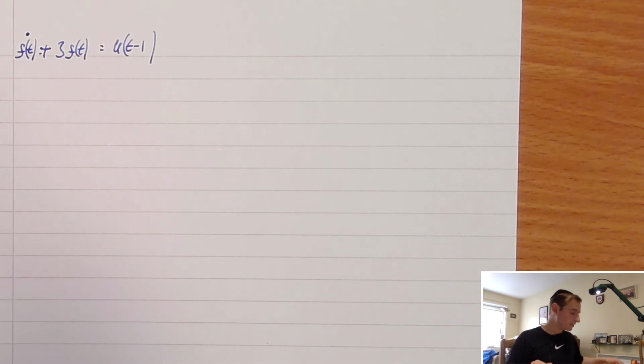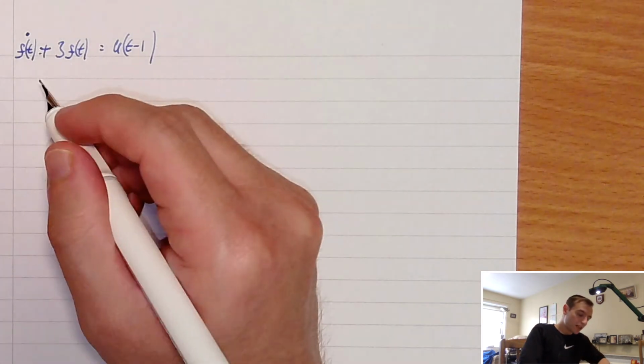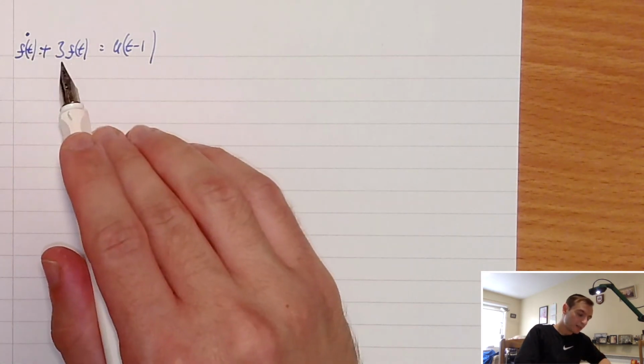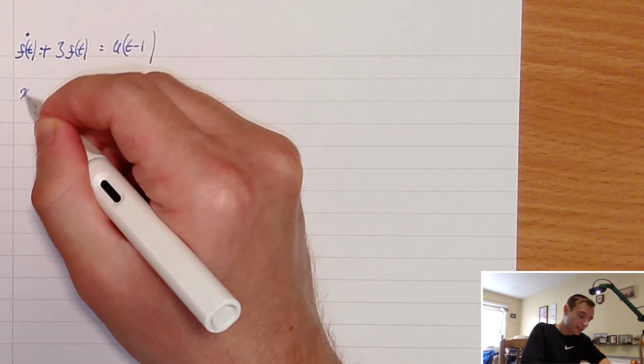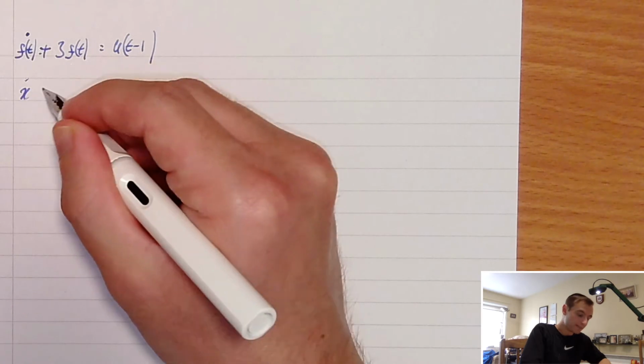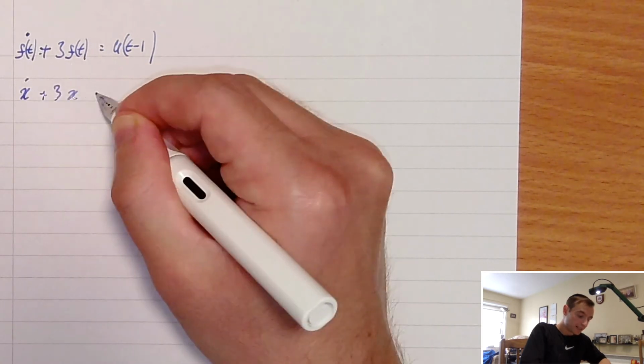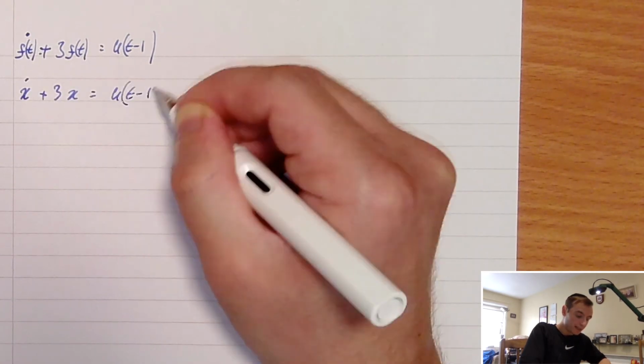So let's have a look at a differential equation, and we're going to use the principles of the inverse Laplace transforms with regard to Heaviside step products to be able to solve this problem. So we've got here f dot t plus 3f of t equals u(t minus 1). So the first thing that I'm going to do is just convert this to notation that we're familiar with: x dot plus 3x equals u(t minus 1).